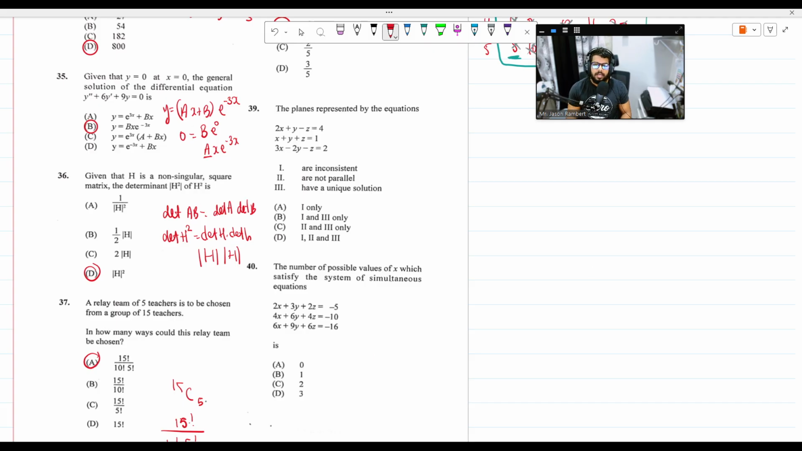So these will have a unique solution. So 3 will be our answer for sure. And they are not parallel. So 2 and 3 is going to give me C.